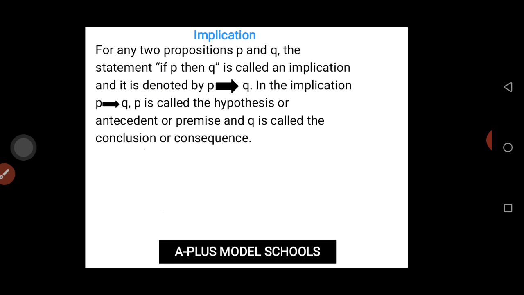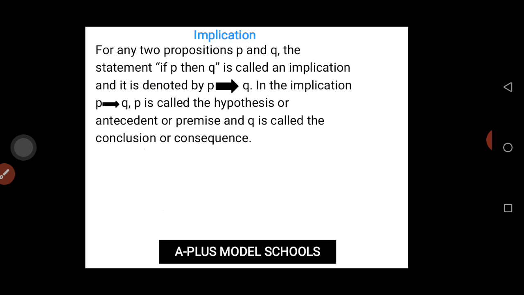Now the next connective, implication. For any two propositions P and Q, the statement if P then Q is called an implication, and it is denoted by its own symbol as well. You can see its symbol clearly. In the implication, if P then Q, P is called the hypothesis or antecedent or premise, and Q is called the conclusion or consequence.